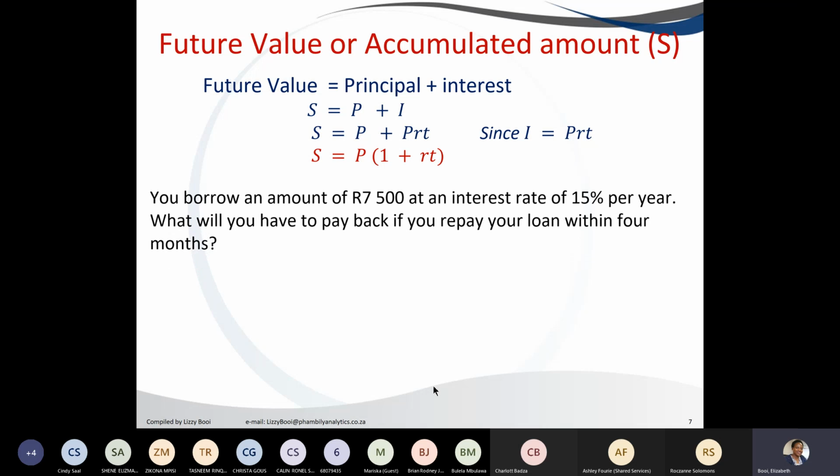Let's look at an example. You borrow an amount of 7,500 at an interest rate of 15% per annum. What will you have to pay back if you pay back your loan within 4 months?